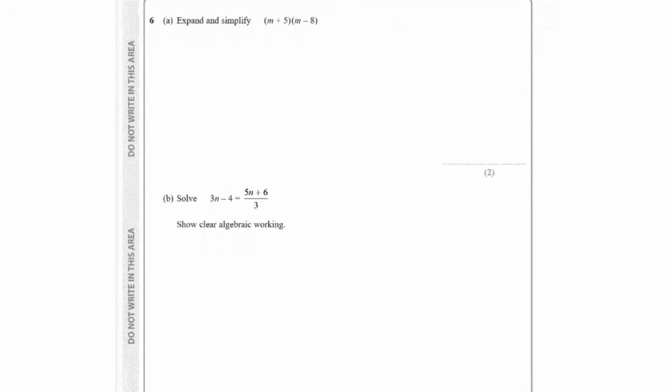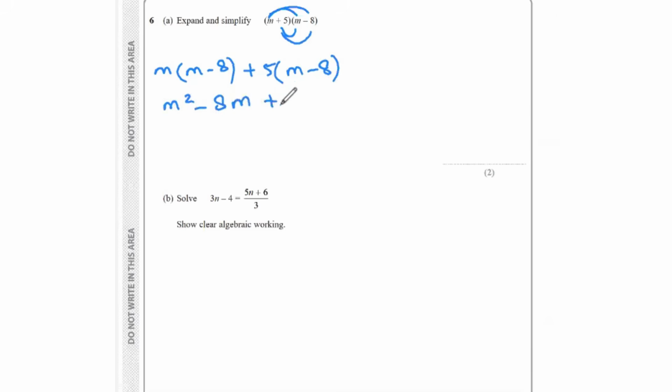Question 6 says expand and simplify. So we're expanding double brackets. M would get multiplied to m and negative 8. And similarly, 5 would get multiplied to m and negative 8. So m times m minus 8 plus 5 times m minus 8. That's m squared minus 8m plus 5m minus 40. Collect the like terms. So negative 8m plus 5m is negative 3m. And everything else comes as it is. So that is your answer.